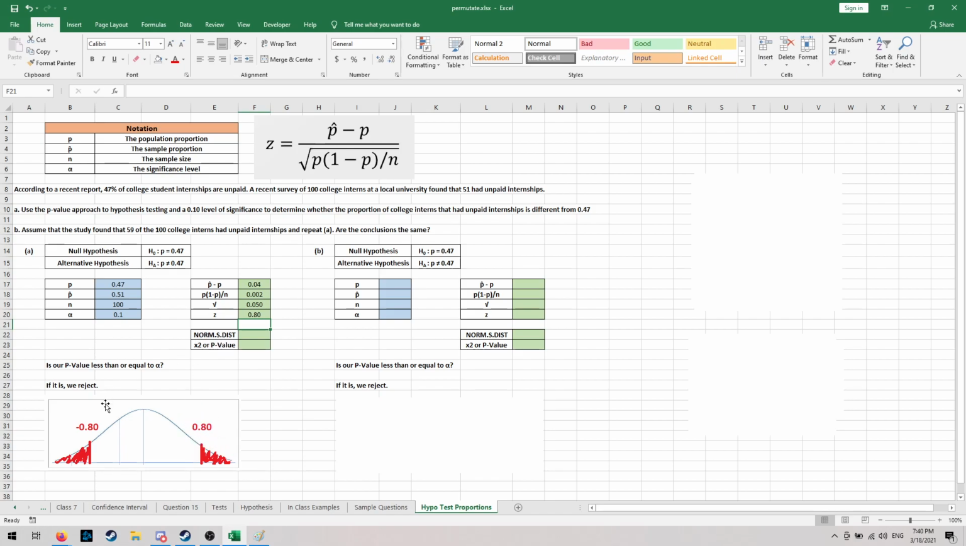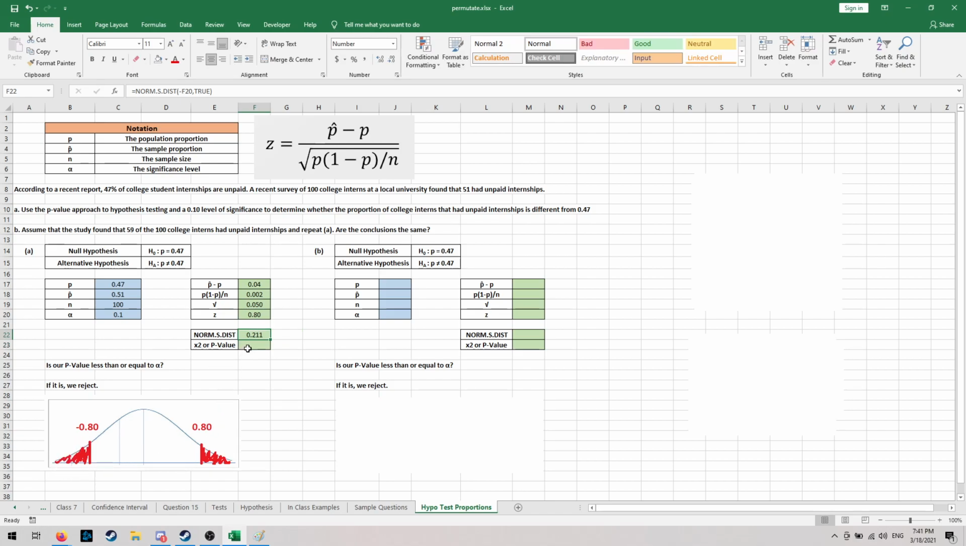Since norm.s.dist will give us the area to the left, instead of worrying about anything over here, we can just find this area and multiply it by 2. So we're going to press equals norm.s.dist. We'll double-click to complete. And even though this is a positive number here, we want to take the negative number. So we're going to take the negative z value and its cumulative, and we close our bracket. So this is the area underneath this part of the standard normal curve.